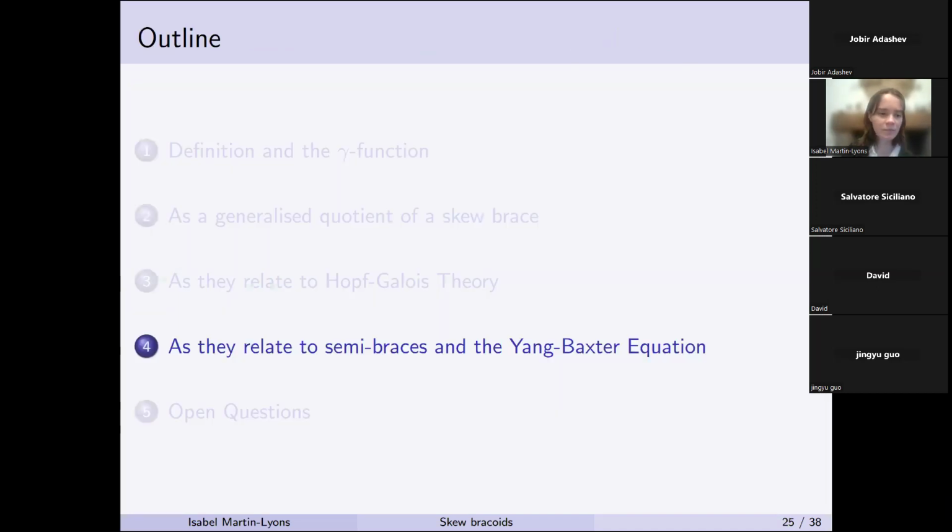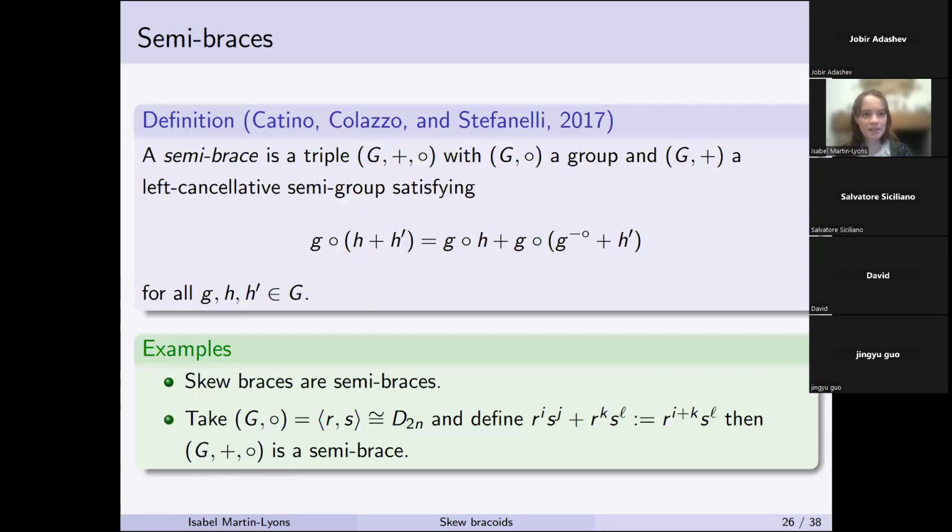Okay. Now, finally, we're going to move to solutions to the Yang-Baxter equation via semi-braces.